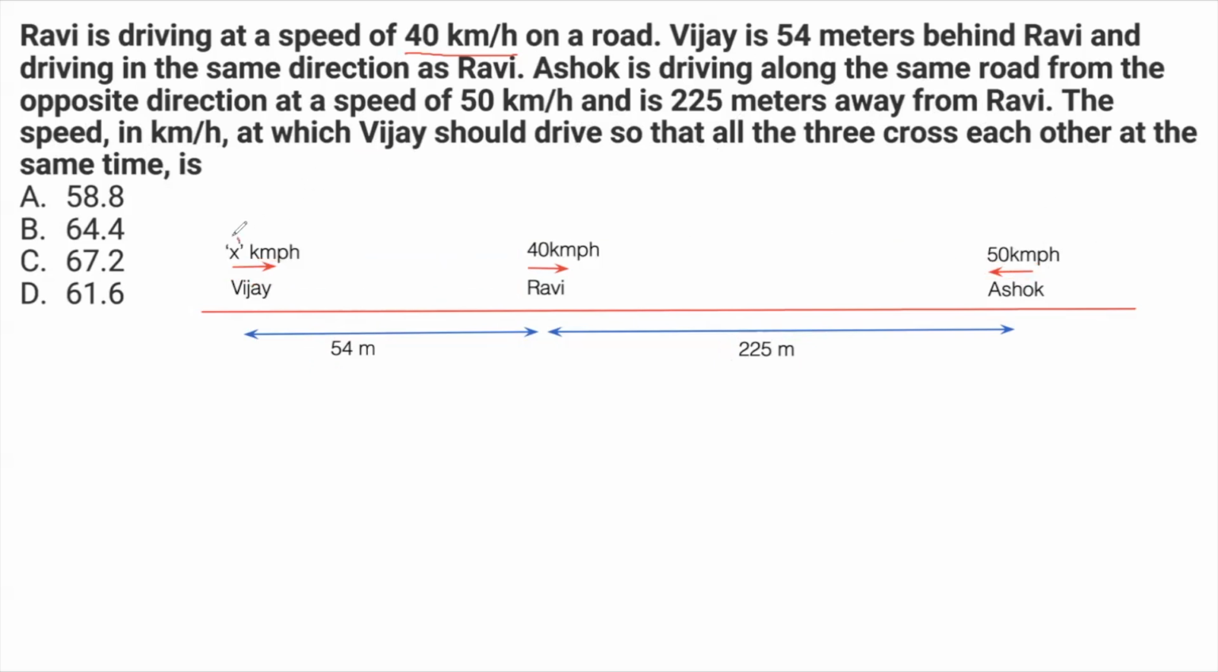So let the speed of Vijay be equal to x kilometers per hour. Let's completely focus on Vijay and Ravi only. Since Vijay and Ravi are traveling in the same direction, Vijay and Ravi should cross each other. For that to happen, Vijay should obviously be faster than Ravi. So it is understood, it is implicit in the question, guys, that x is more than 40 kilometers per hour, x is greater than 40. So only then Vijay would be able to cross Ravi, right?